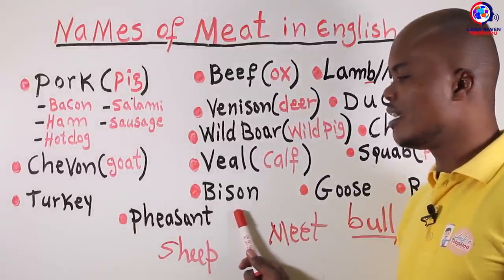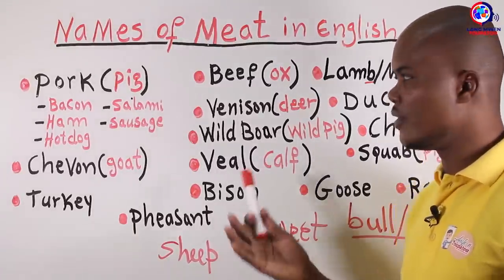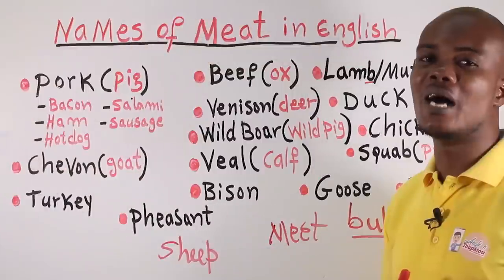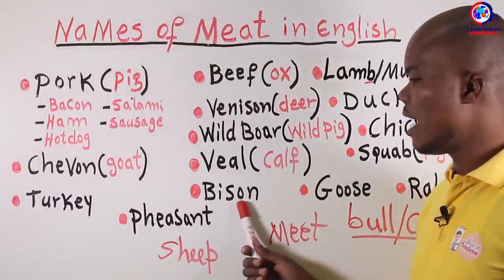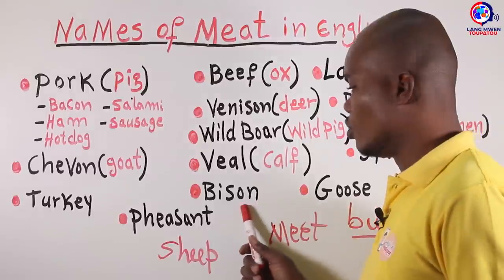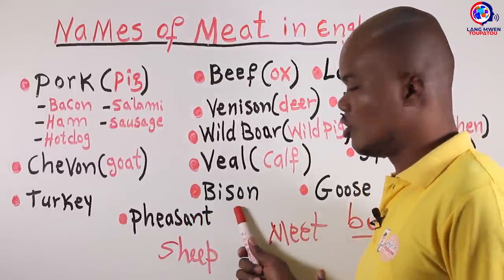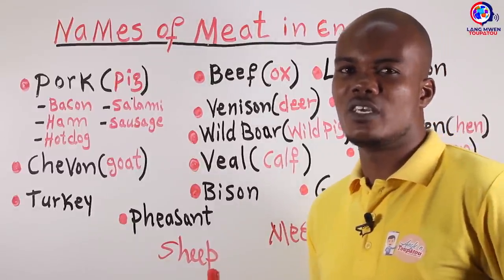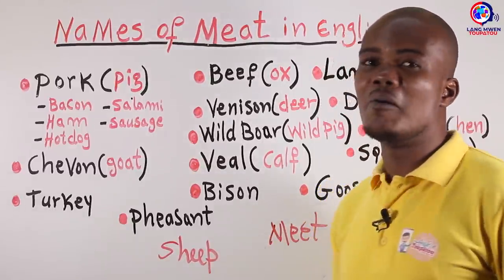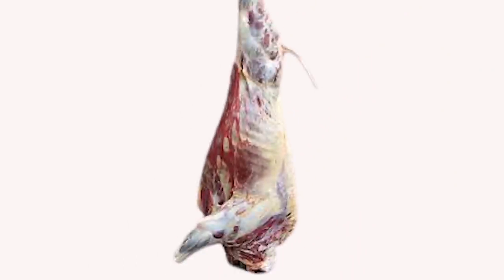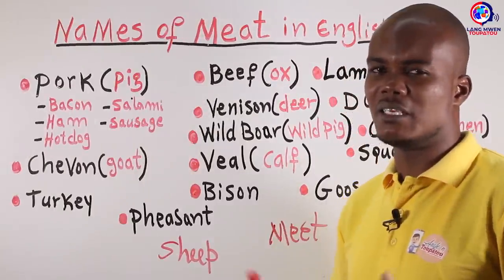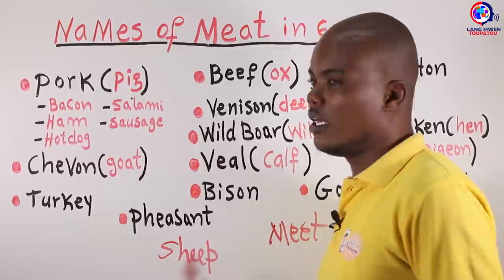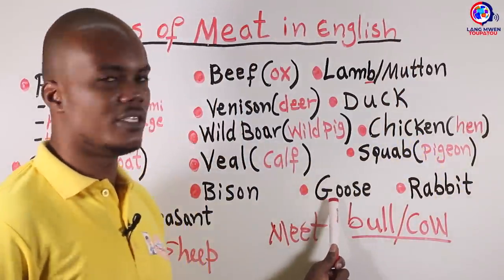And this is bison. Do you know it? Maybe you can see the picture. It seems like an ox. The animal is bison and the meat is bison. The same for turkey.